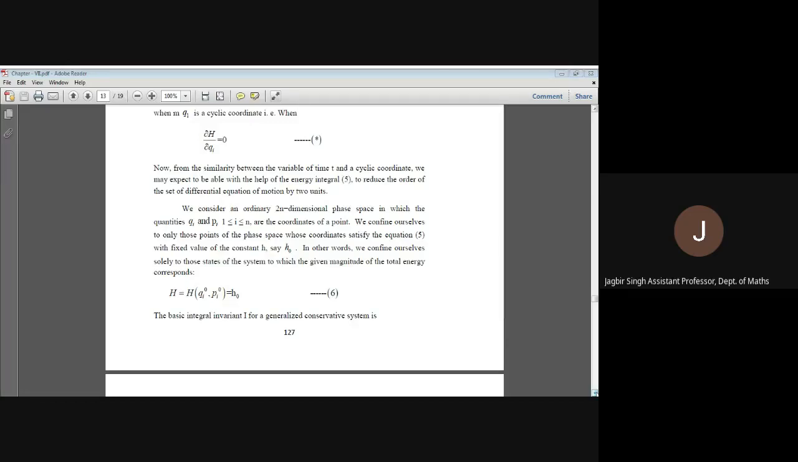Thus, we are just assuming that h depends on all the coordinates, and so we are going to work in the 2n dimensional phase plane. And in this plane, we just collect all those points where h will have a constant value, say h naught. So h, having the value at qi naught, pi naught, that is initially, is equal to h naught.